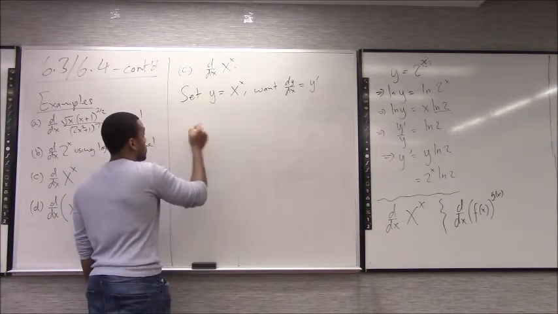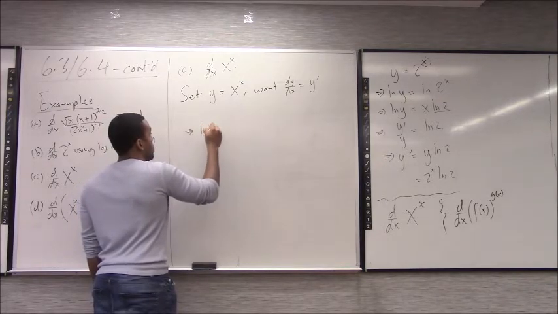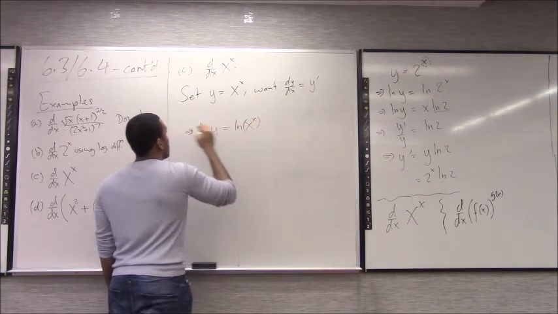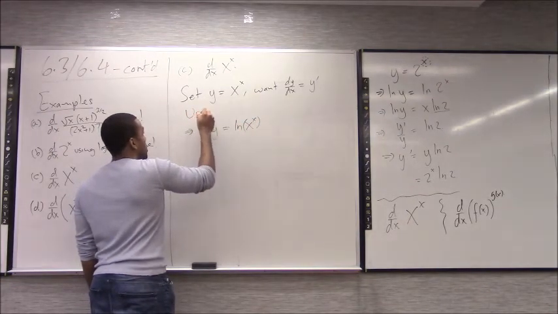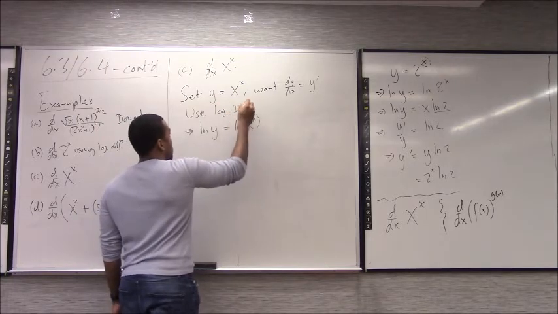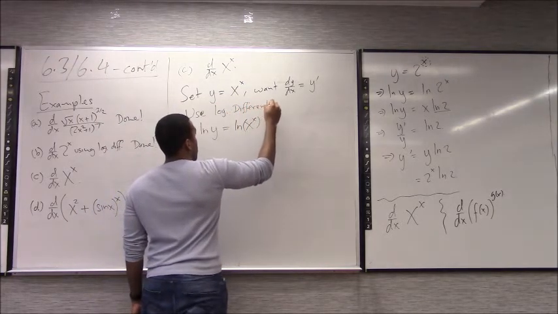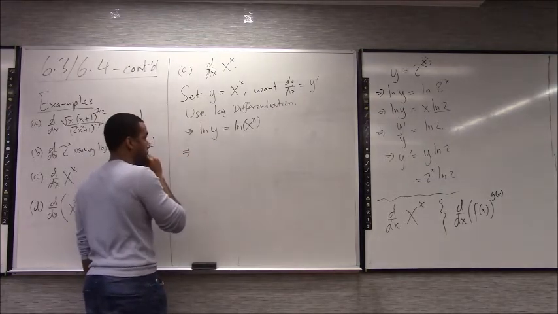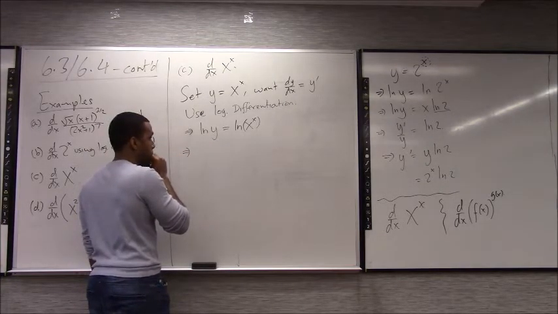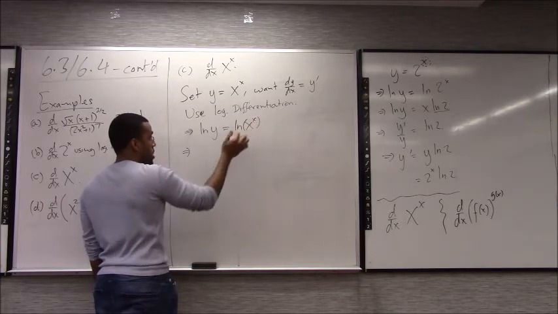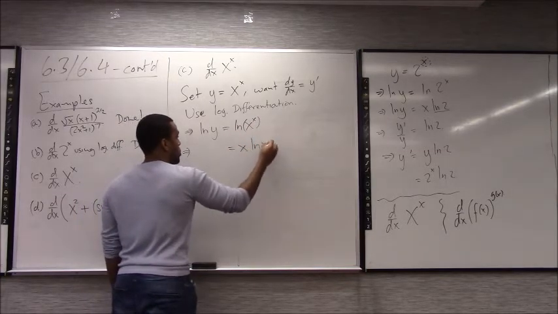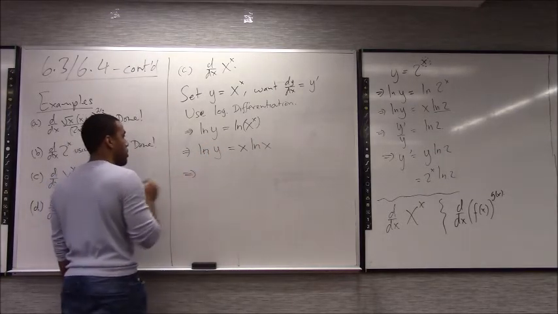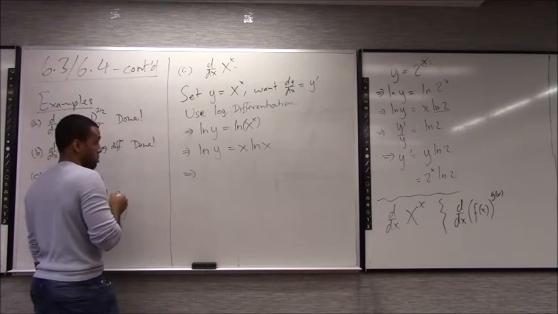Take the natural log of both sides. This means that ln of y is going to be equal to the ln of x to the x. And so we're using log differentiation. Now what? Bring the exponent to the front. By a log rule, we can bring that exponent down to the front. Now what? Differentiate. Now we can differentiate.